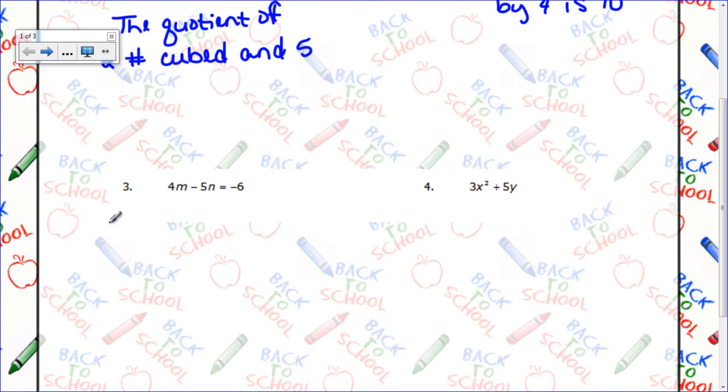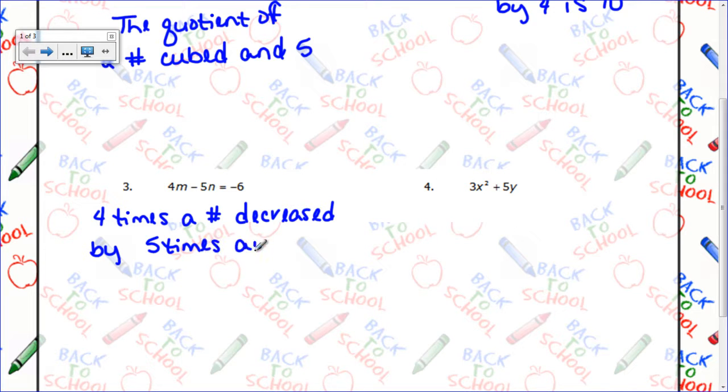Okay, and so I'm going to make a verbal expression. So we're going to start with the 4m. So I'm going to have 4 times a number decreased by, since we're doing subtraction, we'll use that this time instead of increased by. And this time, to show it's a new variable, we're going to say 5 times another number, so that I can show that there are 2 different variables. So I have a number and another number, which means they're not the same, is -6. So there is my verbal expression done.